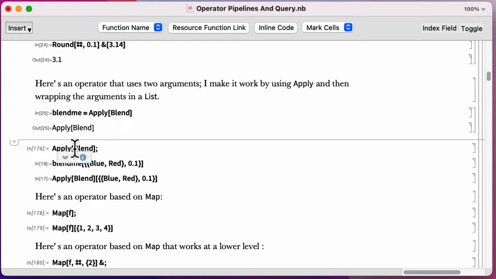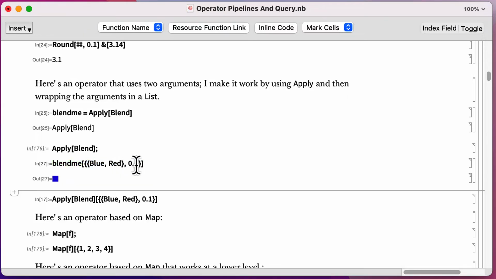Well, one way we could write that is to say what we want to do is to take a data structure, a list, and apply blend to it. So here's blendMe of the list, and the first part of the list is blue-red, and the second part is 0.1, meaning we don't want to place too much emphasis on redness. We want it to be mostly blue. And so if I say, what is blendMe of this list, it's going to say, okay, the first argument is blue-red, and the second argument is 0.1. And we get something that looks like mostly blue with a little bit of reddishness in it.